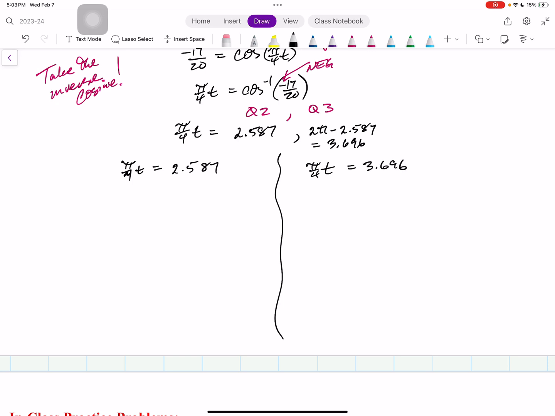And that's easy. What we're going to do is just multiply by the reciprocal. So let me write it this way. Multiply this side by the reciprocal, which is obviously 4 over pi, and then multiply this by 4 over pi, which is the reciprocal. And what do we get? We get t is equal to this number.